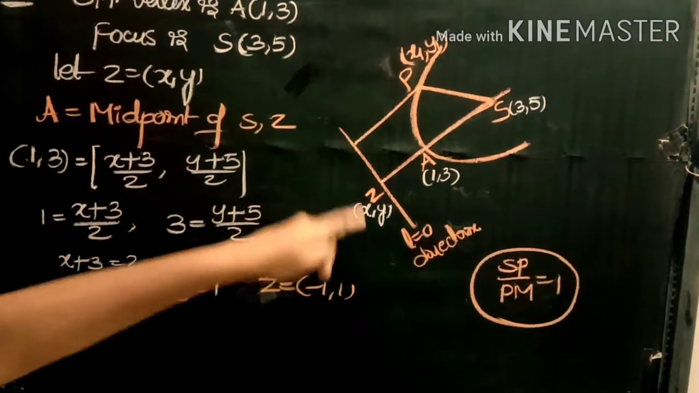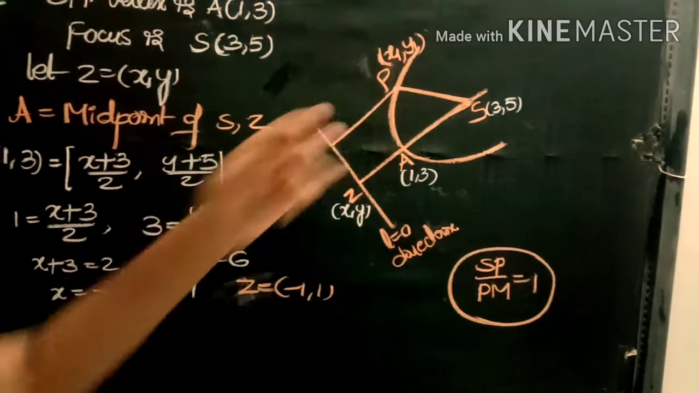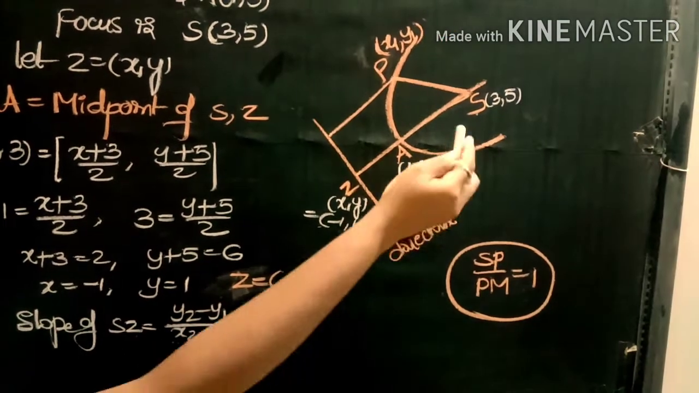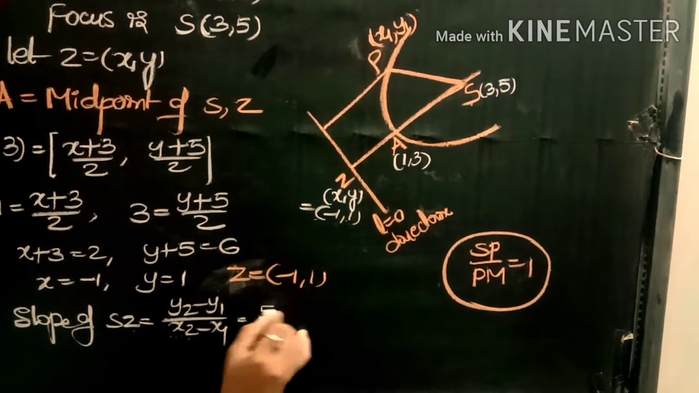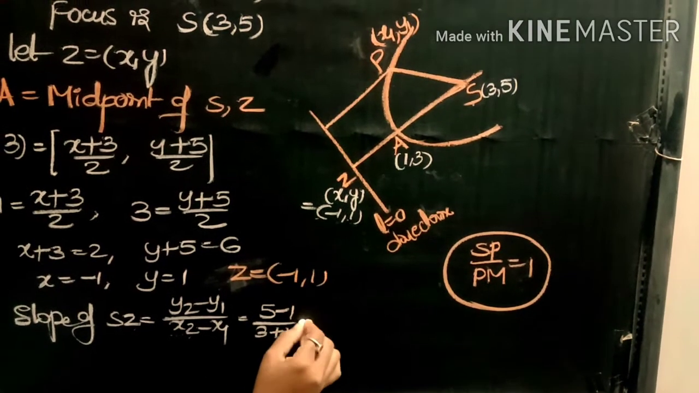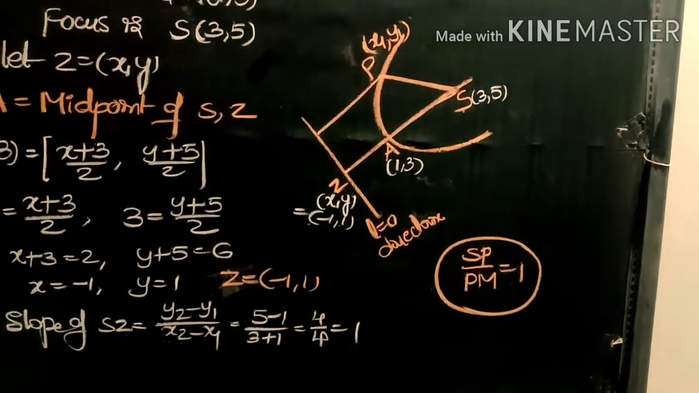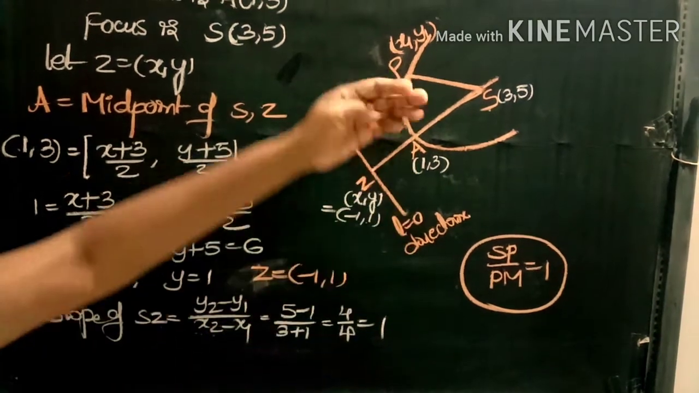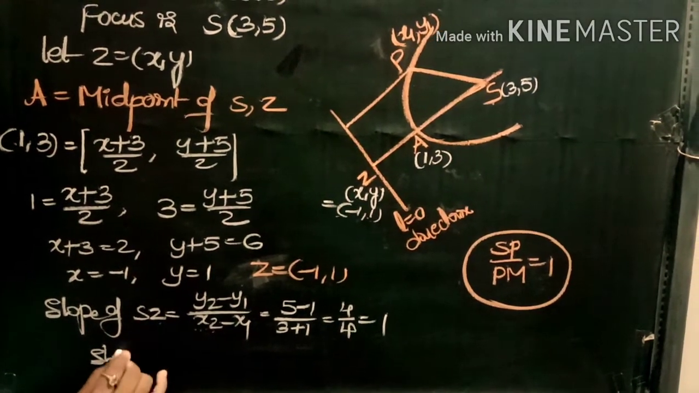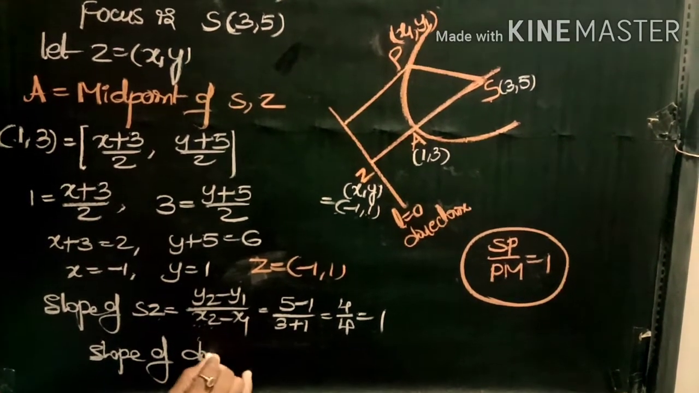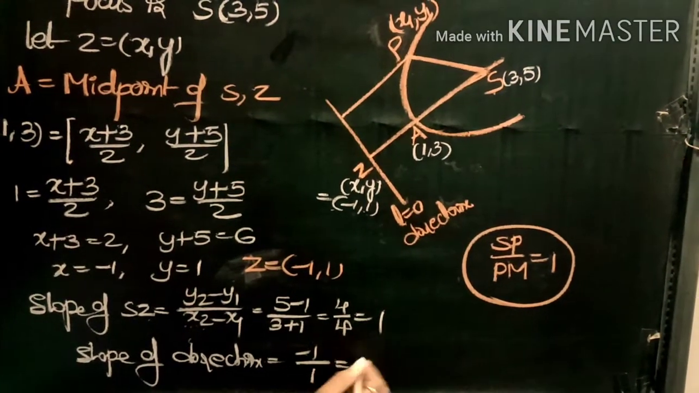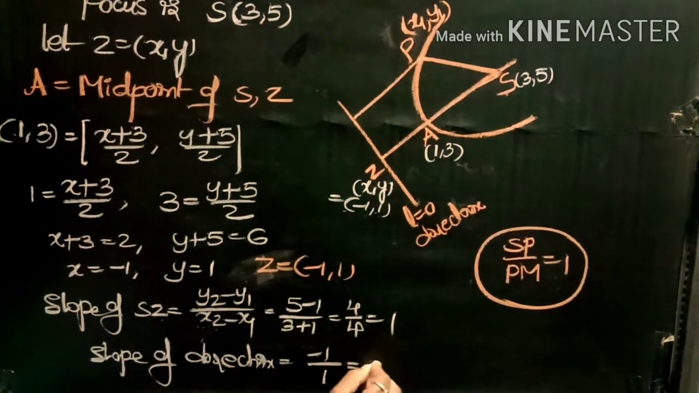Now, to find the equation of the directrix, first we take the slope of SZ. The slope of SZ is given by the formula (y2 minus y1) by (x2 minus x1), that is (5 minus 1) by (3 minus minus 1), which is 3 plus 1, so 4 by 4, that equals 1. So this is the slope of SZ. So what is the slope of the directrix? It is the perpendicular slope value. Therefore, the slope of the directrix is minus 1 by 1, the perpendicular slope of SZ, that is minus 1.